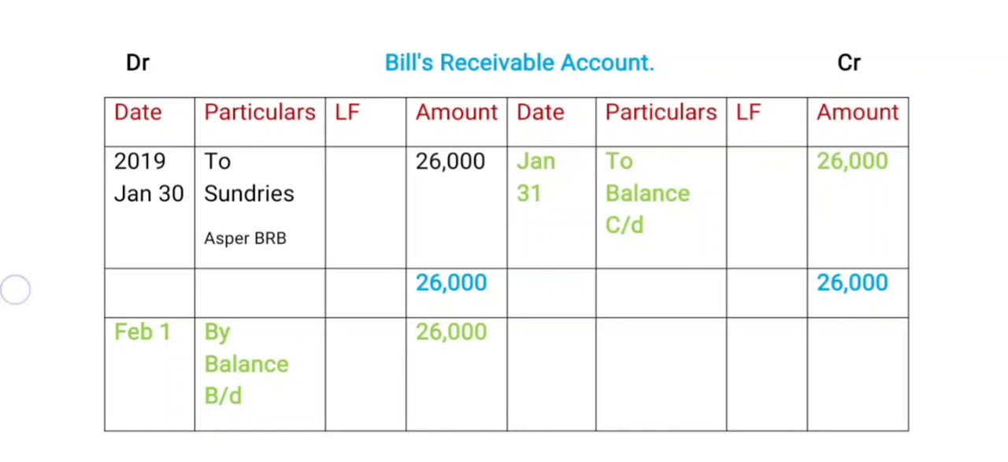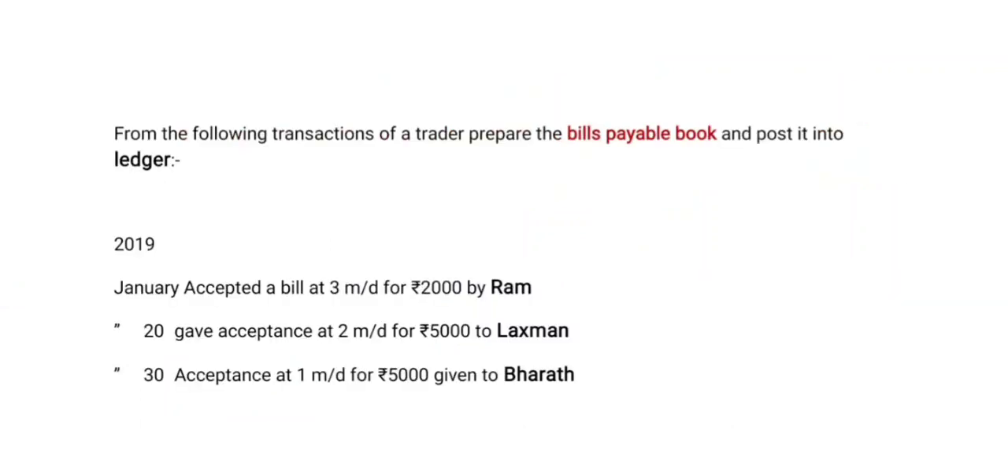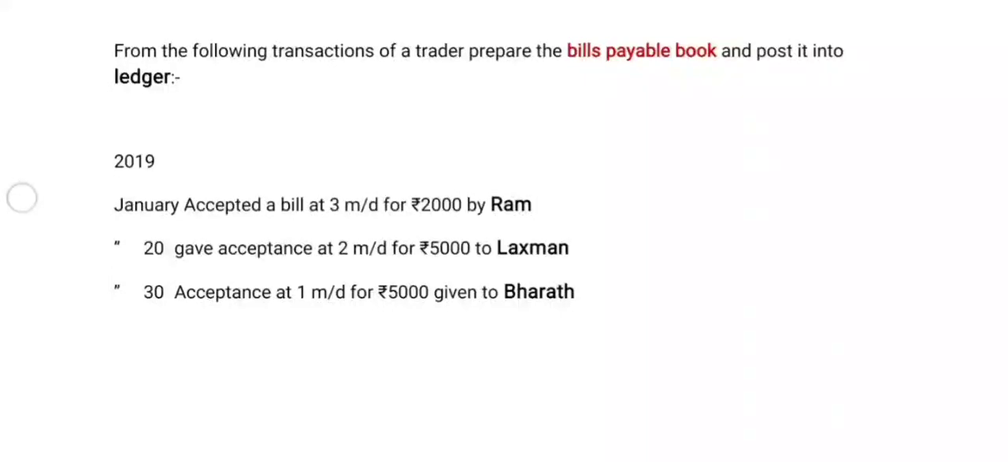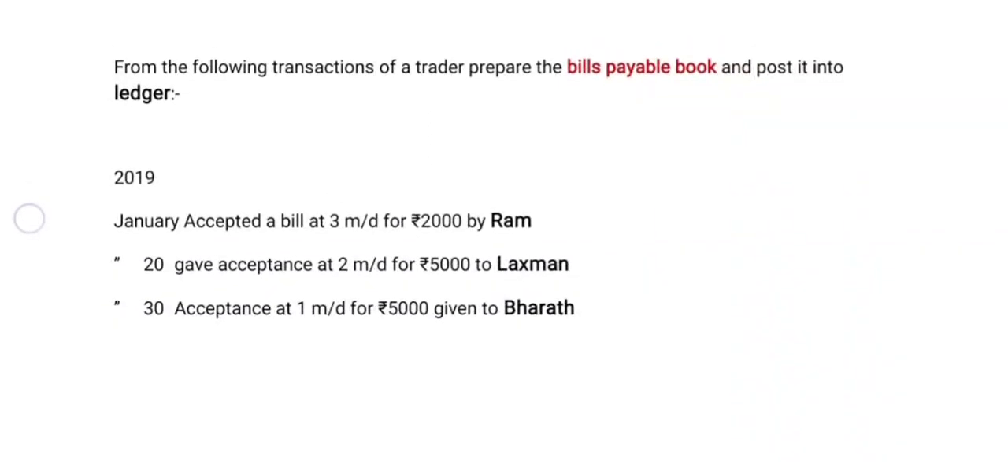Then we are going to bills payable. Now coming to bills payable transactions: from the following transactions of a trader, prepare the bills payable book and post into the ledgers. In 2019, January 5, accepted a bill at 3 months for 2,000 rupees to Ram, whereas on January 20, gave acceptance at 2 months for 5,000 to Lakshman. Then on the 30th, acceptance at 1 month for 5,000 was given to Bharat. Here all transactions are like this.